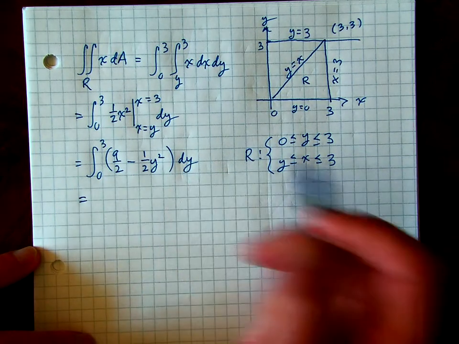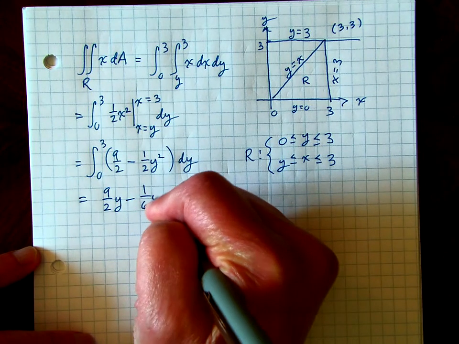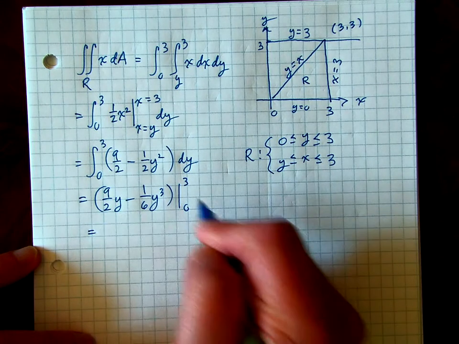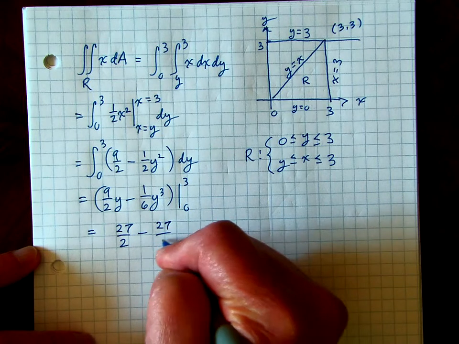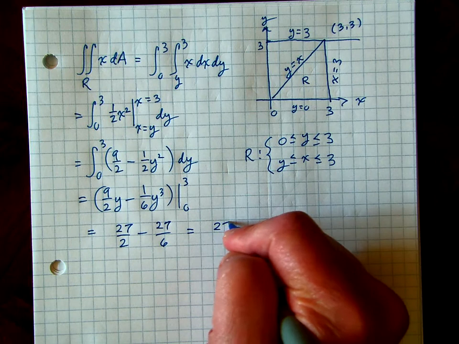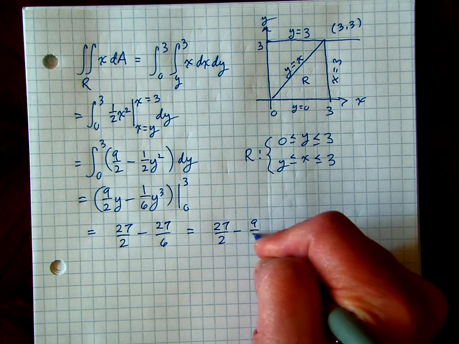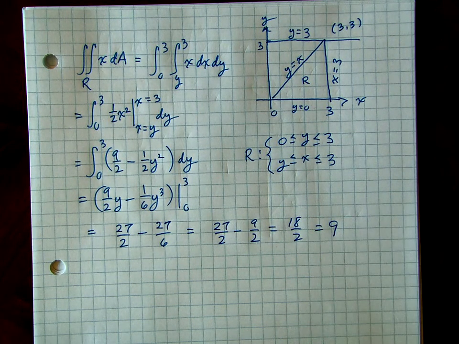Integrate with respect to y, I get 9/2 y minus 1/6 y cubed from 0 to 3. If I plug in the 3, I get 27/2 minus 27/6. And it turns out that this is 27/2 minus, cancel a 3, 9/2. So I have 27 minus 9, which is 18/2. I get 9 again. Well, that's a relief. So it didn't matter the order in which I did it. We still got the same result.